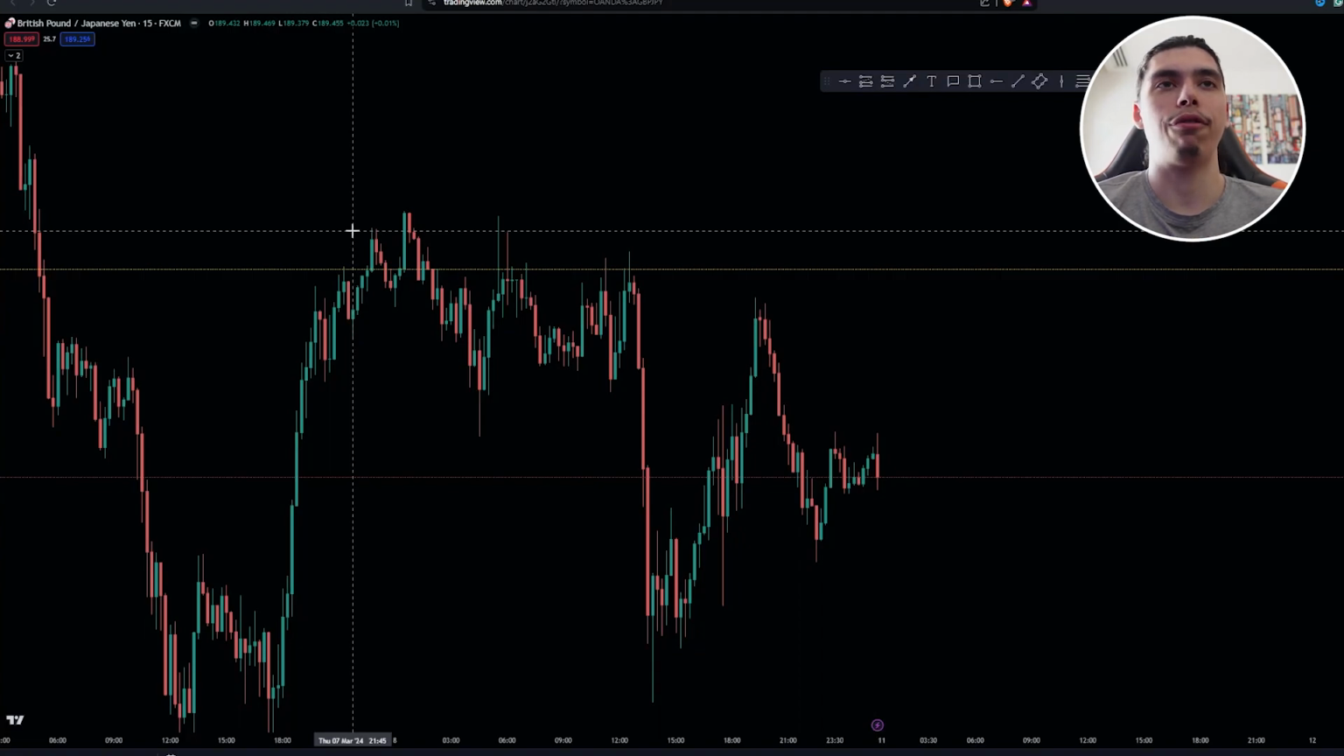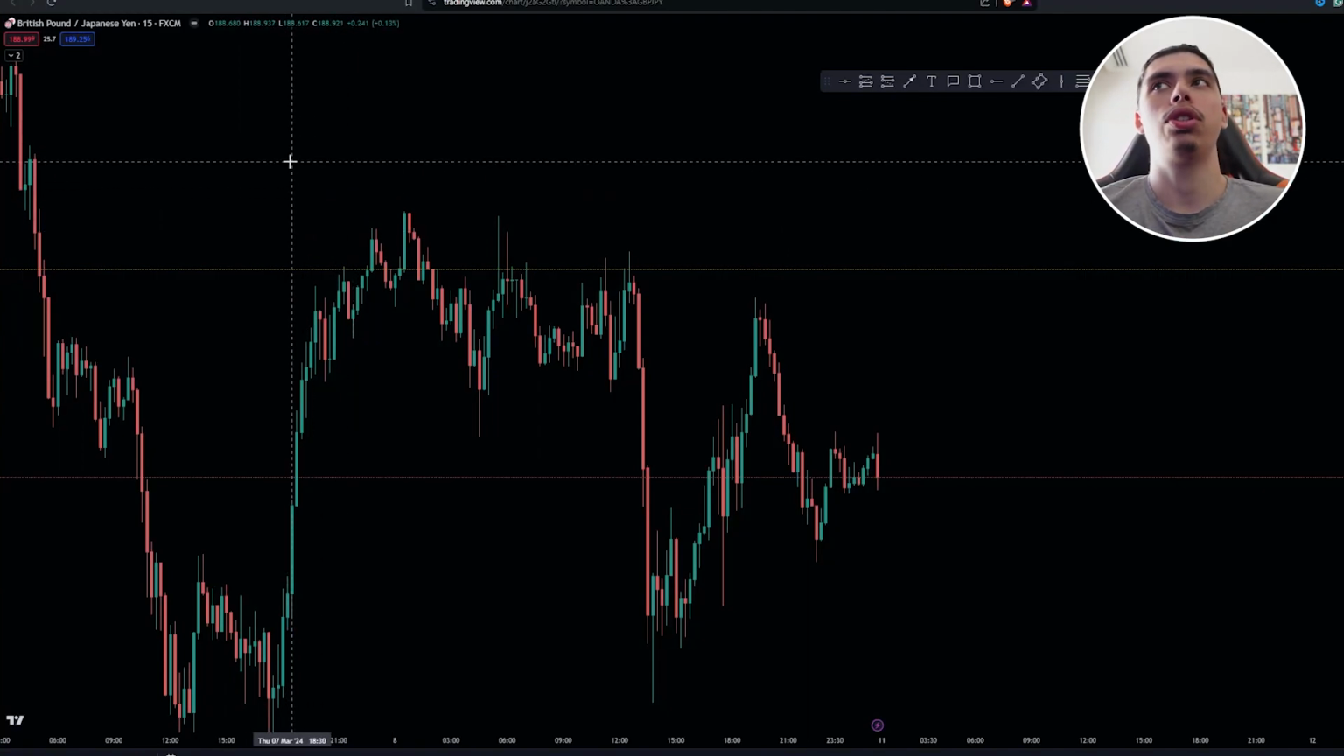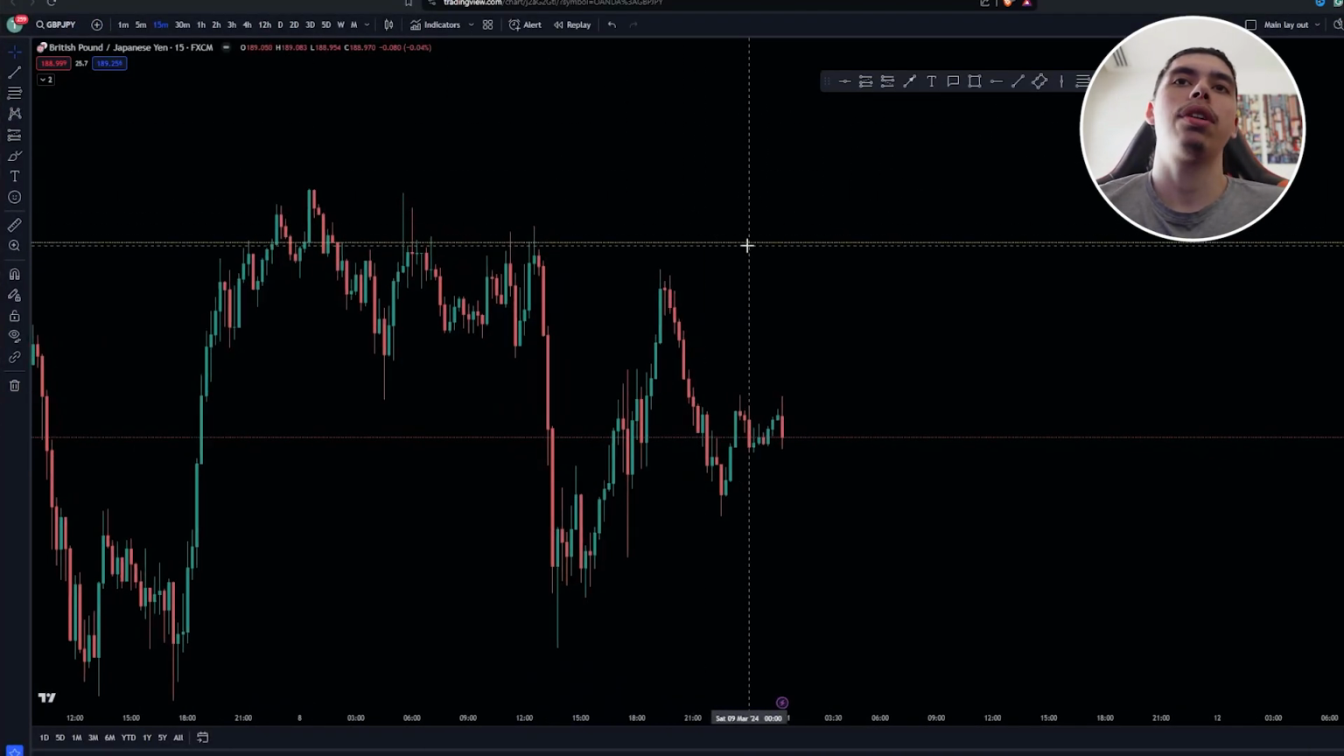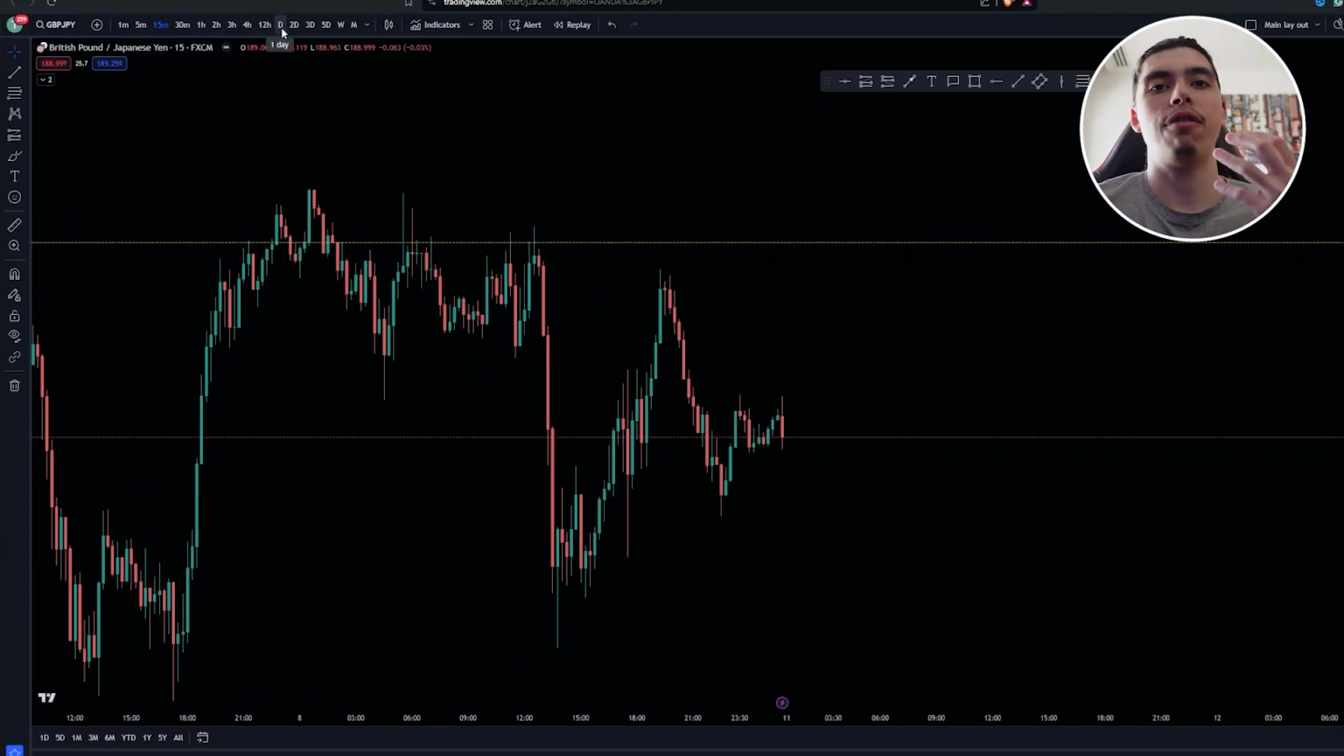So we're going to start off with the first part of this entry model, which is going to be understanding bias, right? I've said this a lot. I've spoken about this in many videos. Now, bias is extremely important. The reason bias is extremely important is because we have to understand what is going on in the higher time frame. Now, I have a specific way of finding bias.